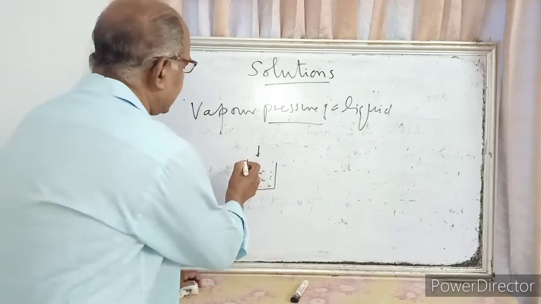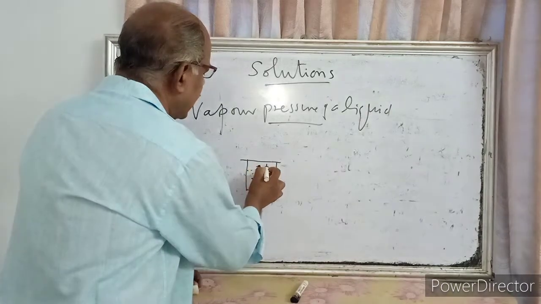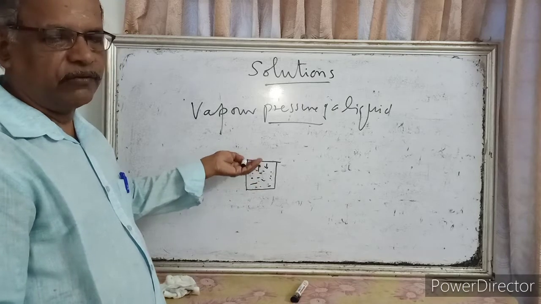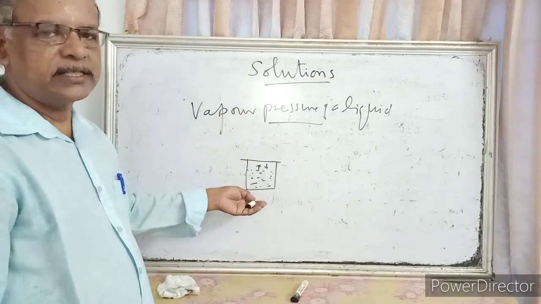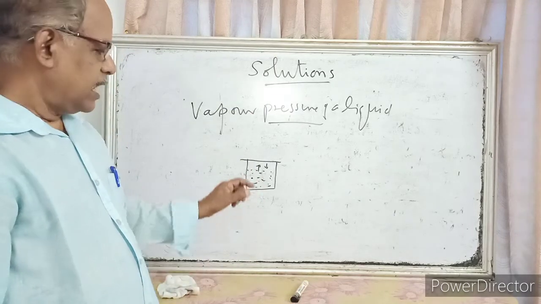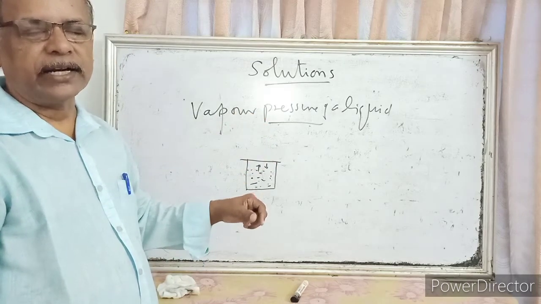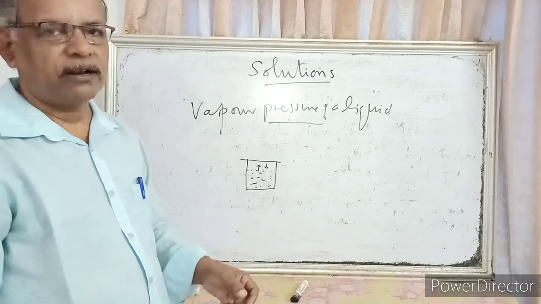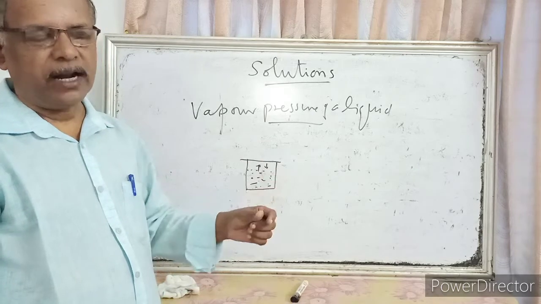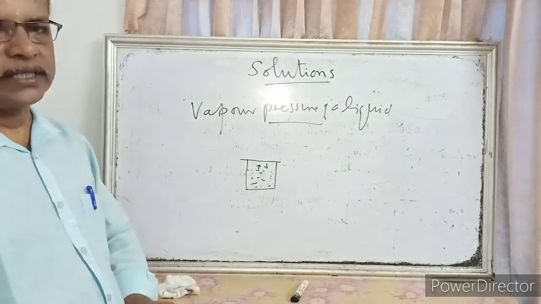But if you close the vessel, now evaporation takes place and condensation also takes place. Liquid will evaporate to form vapor and vapor will condense to form the liquid. And at a stage, it attains equilibrium. And at that stage, the pressure exerted by the vapor over the liquid at equilibrium is called vapor pressure of the liquid. So, vapor pressure of the liquid is the pressure exerted by the vapor over the liquid which is at equilibrium.